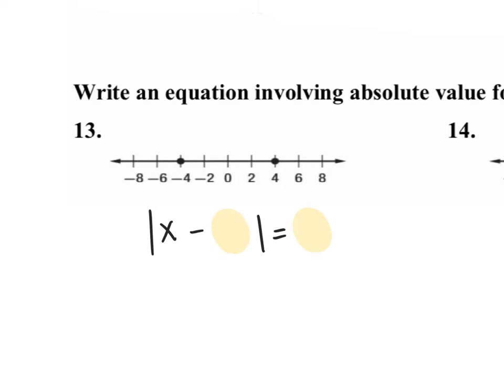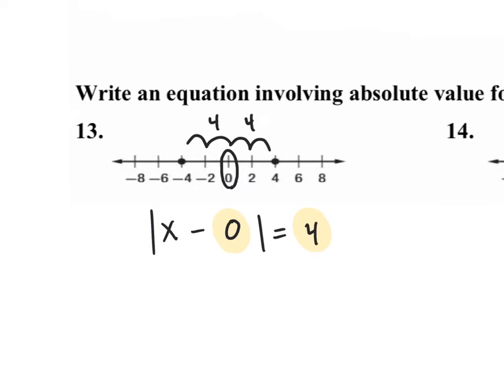Now, let's first look and notice that our center point is a 0, so I'll put x minus 0. And then the distance from that center point in both directions is 4. Now, if you're saying, hey, Mr. Call, that's only 2 spaces. Well, if you look, they're counting by 2s.